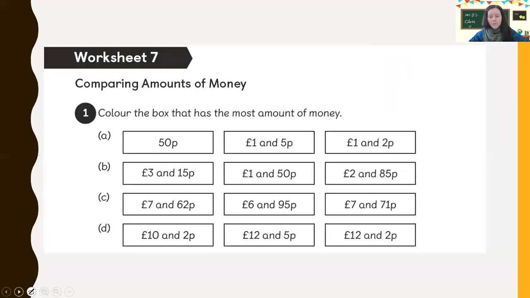Okay, right. So now we need to complete these worksheets. So you don't need to colour in a box because you don't have the boxes. You just need to write the number of the question, A, and then write the amount, the biggest amount of money. So it would either be A, 50p, or A, £1 5p, or A, £1 2p. Which one is bigger? You write that. So for example, A, and then you write the one of these that is biggest. I'm not going to give you this one. It's too easy. You can do this. So pause the video and do that now.